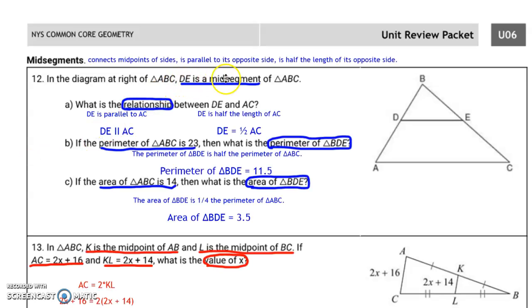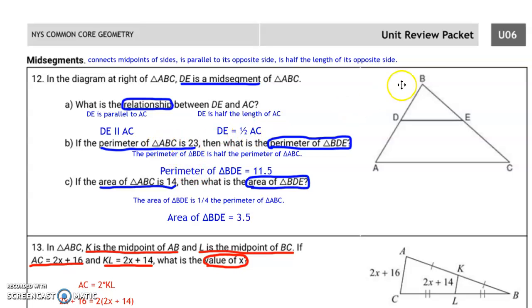All right, we're looking at a mid-segment, and you know that a mid-segment does three things. It connects the midpoints of sides, it's parallel to its opposite side, and it's half the length of the opposite side. So what's the relationship between DE, the mid-segment, and AC, the base? Well, this segment is going to be half as long as AC. It's also going to be parallel to AC. So DE is parallel to AC, DE is half as long as AC.